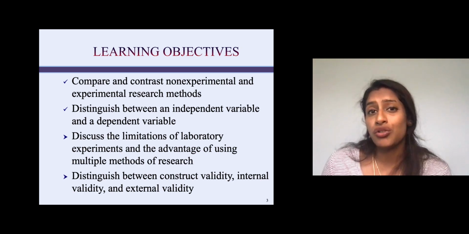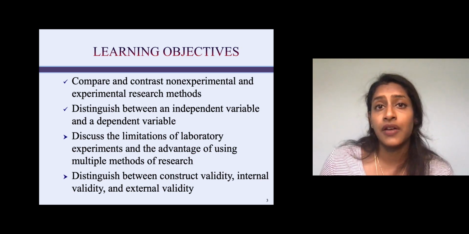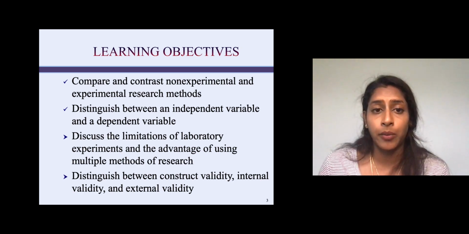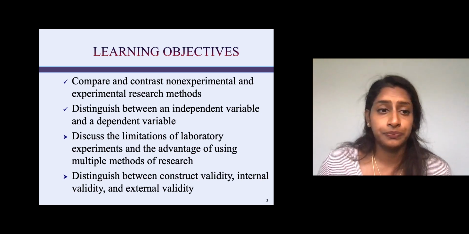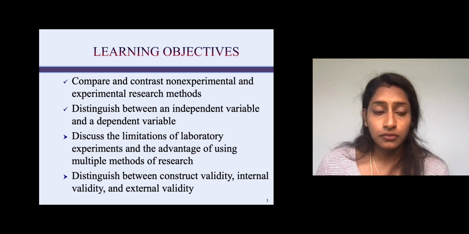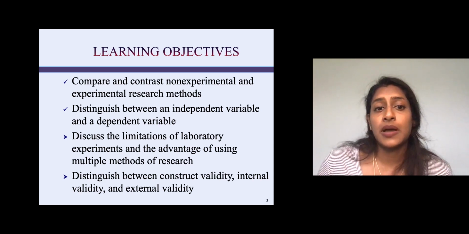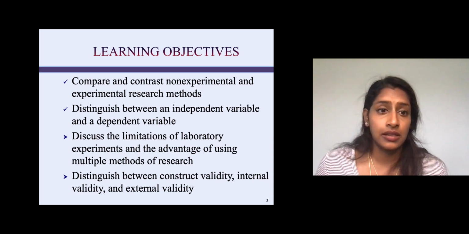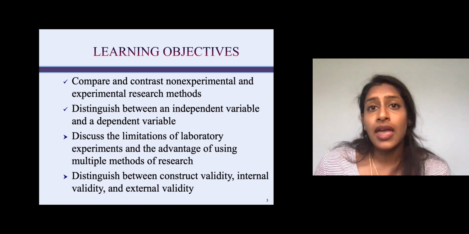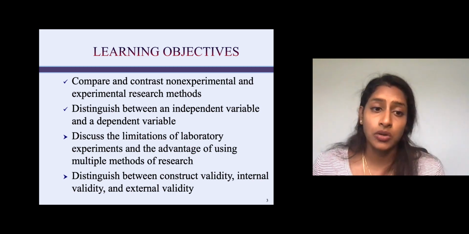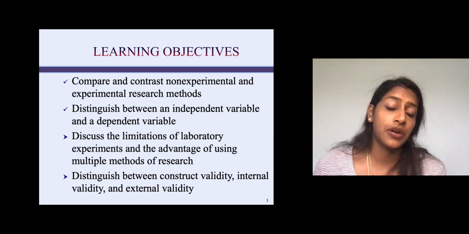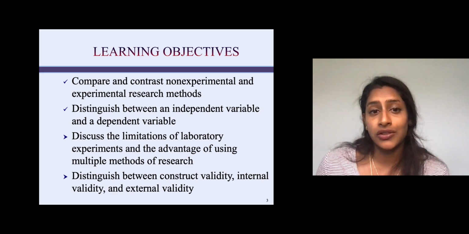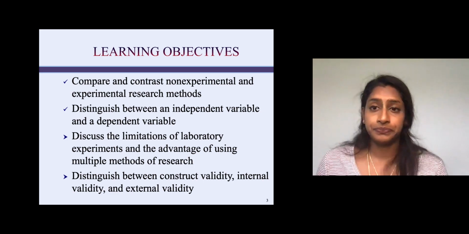So again, here, make sure you have a really great understanding of an independent variable and a dependent variable and how they relate to one another within your research or within research in general. Your book also talks about some of the limitations of a strictly laboratory-only design and some of the advantages of using multiple methods of research. And then finally, your chapter ends by talking about the difference between construct validity, internal validity, and external validity.